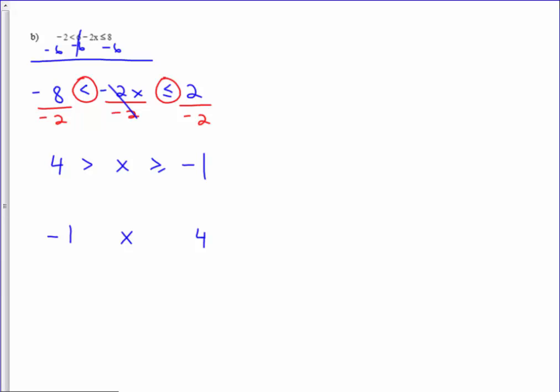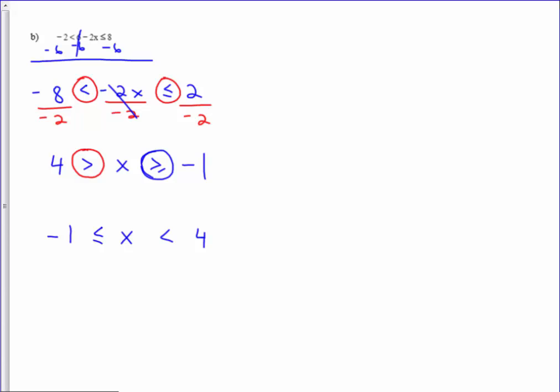Now look at the symbols. This symbol here, the small end points to x. So when I transpose the problem, the small end is still going to point to x. Going to the other symbol, for that symbol, the large end points to x, and so when I transpose it, the large end still points to x.